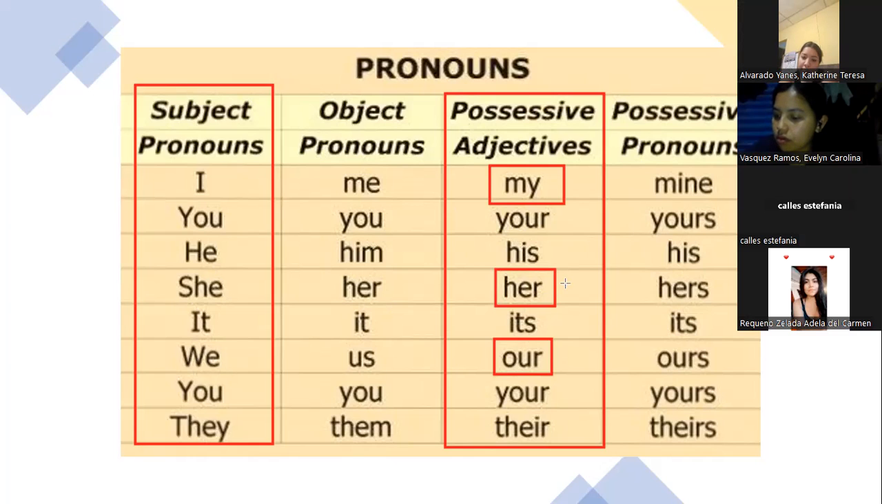Let's see one more. Estefania Calles, your. Your name. Uh-huh. Continue. Your name is Mateo. Excellent. Very good. Catherine, their. Their car is black. One more time, their cat? Their cats are black. Oh, plural, their cats are black. Excellent. Very good.